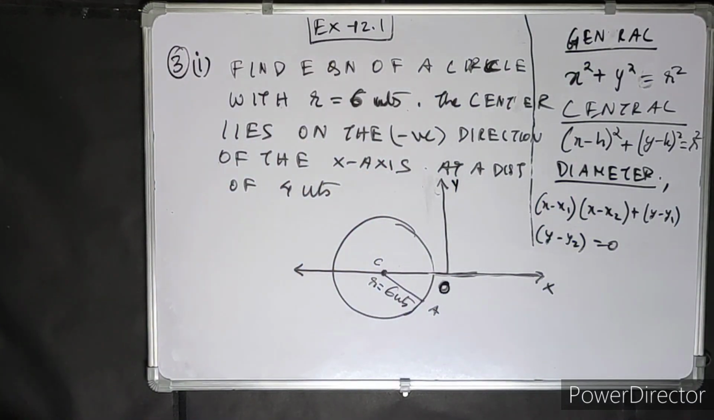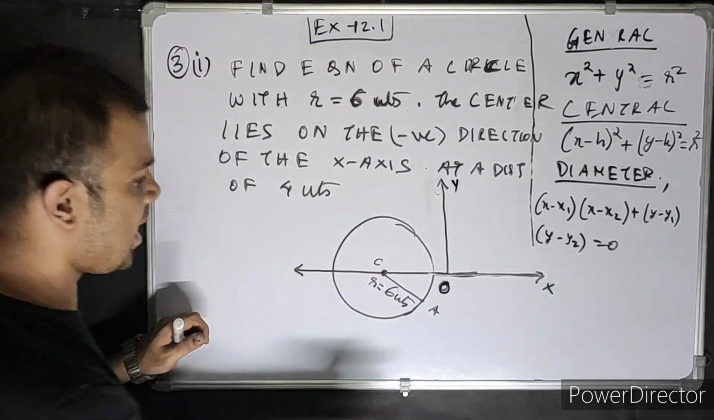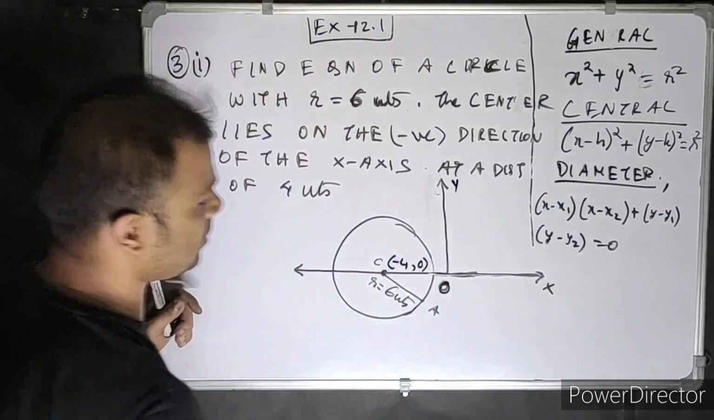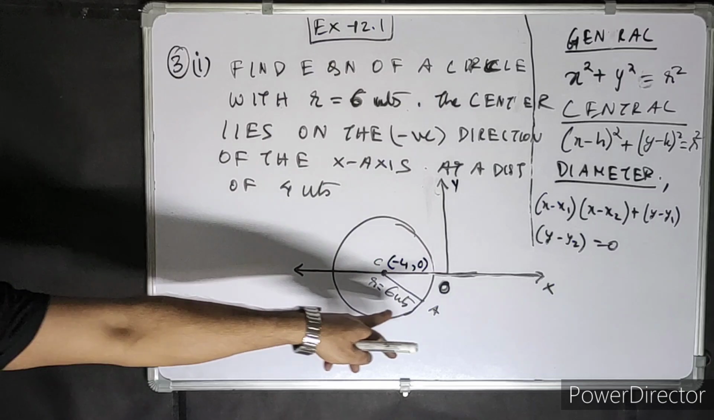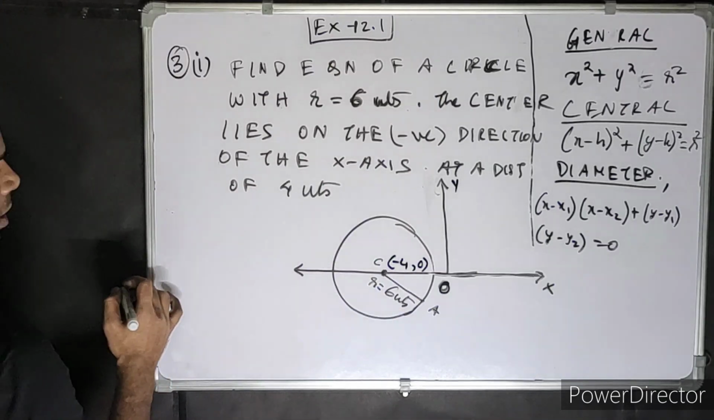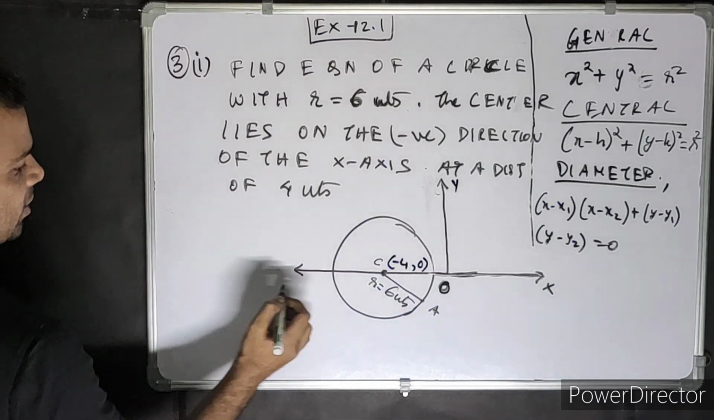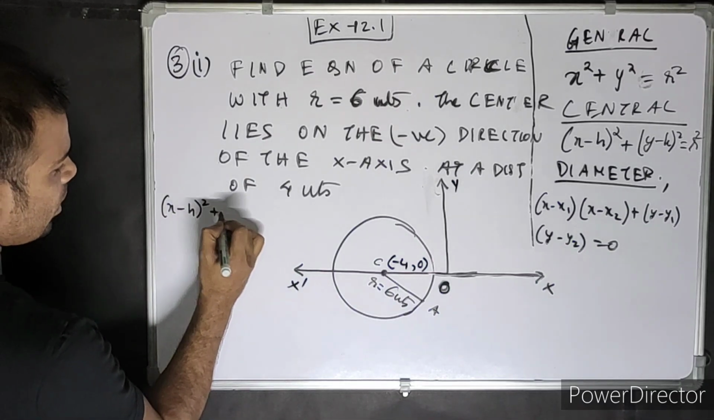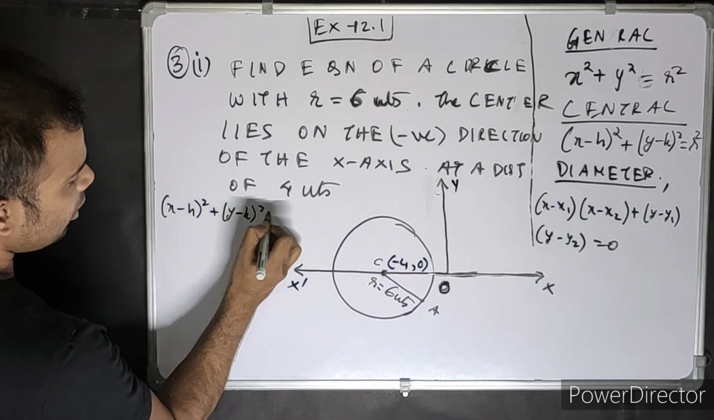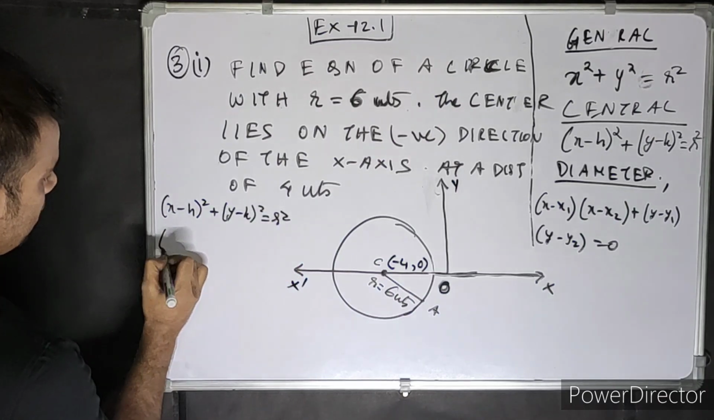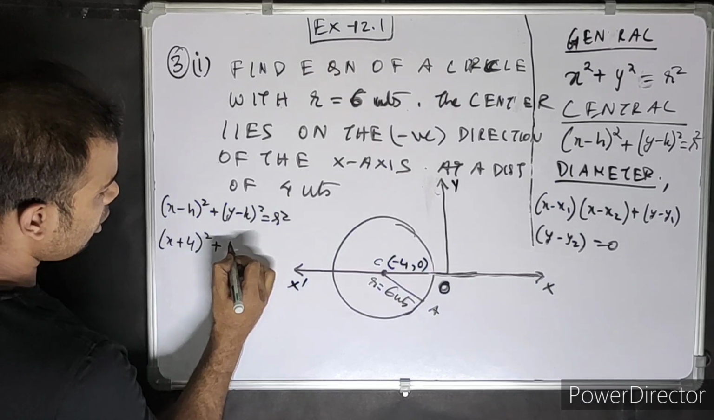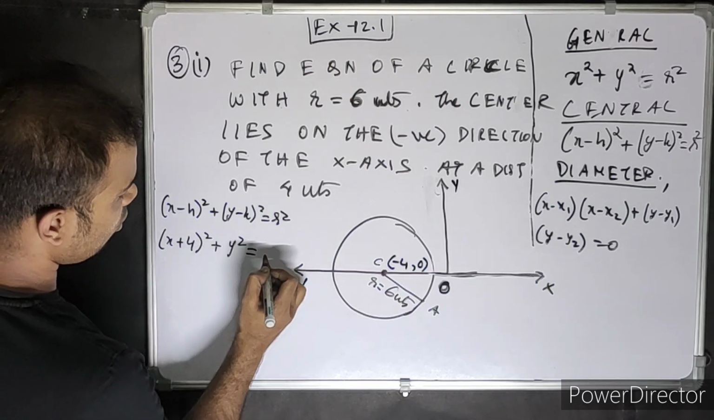Now it says the center is at the negative direction of the x-axis. So that means there is a value in the x-axis, but in the y-axis it's 0. So I got the center, I got the radius. Now let's start doing my equation and solving it. This is the x dash negative direction. So (x minus h) whole square plus (y minus k) whole square is equal to r square. So (x plus 4) whole square plus y square because there is a 0, and 6 6s are 36.